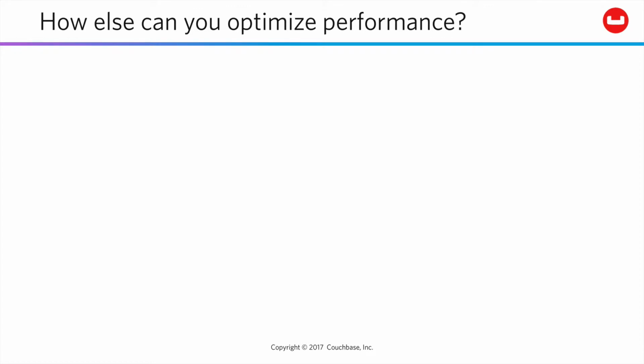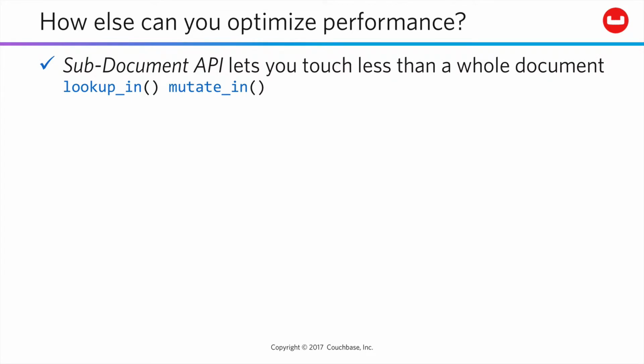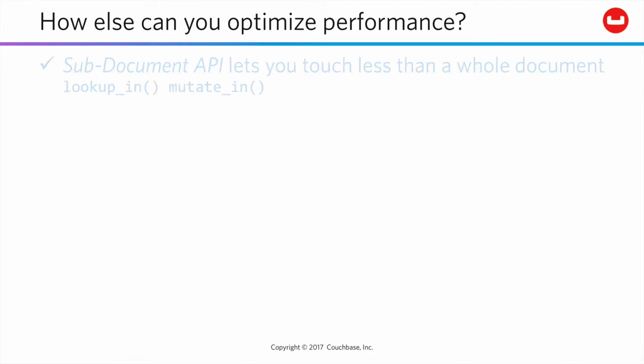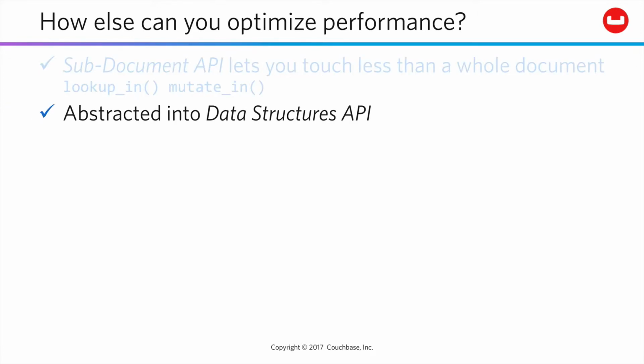Another way to optimize performance over the wire between your client and Couchbase is to work with the Couchbase subdocument API. It allows you to touch less than an entire document and pass it over the wire. There are methods lookup in and mutate in that allow you to identify subsections within documents and make changes just within those sections without having to migrate the entire document over the wire. This API has been abstracted for you into our Data Structures API.